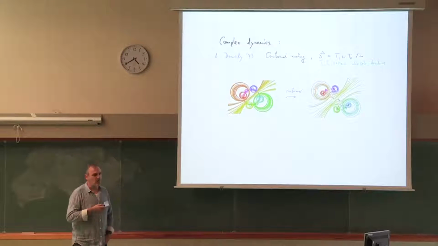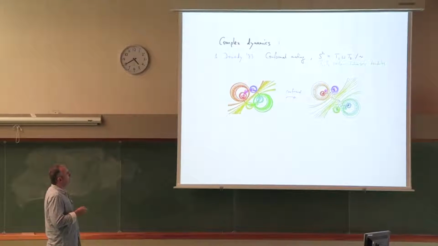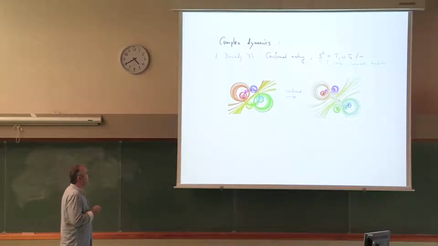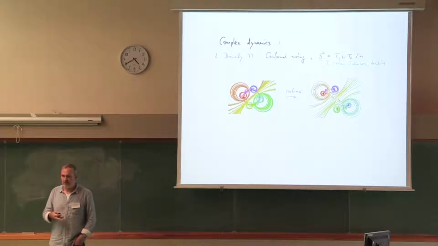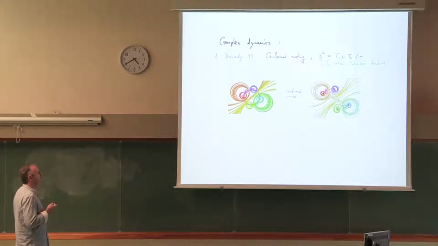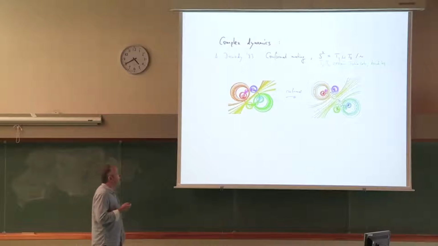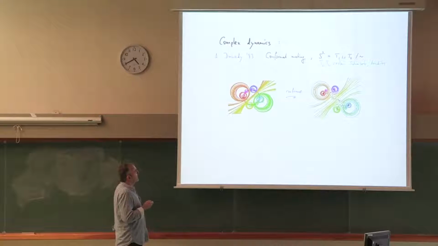And in the deterministic world, this is actually a well-known object, how to glue two trees together to form a sphere. So in the complex dynamics world, that was actually done here in Orsay, I think, he invented that notion of conformal mating. So abstractly speaking, there are trees here.